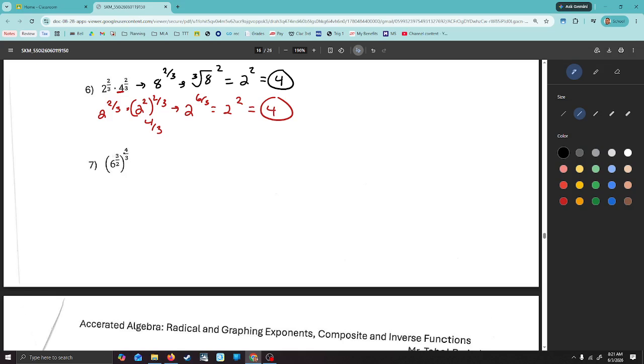All right, in this case, when we have an exponent, we multiply. So it's 3 over 2 times 4 over 3. Cross out the 3's. This reduces to 2 over 1. So 6 to the second power equals 36.